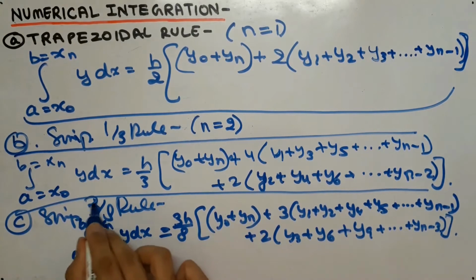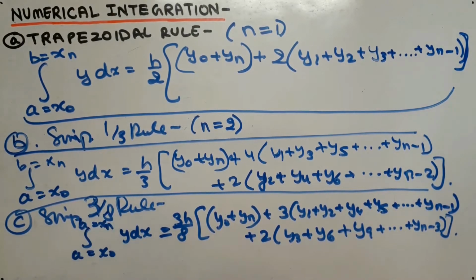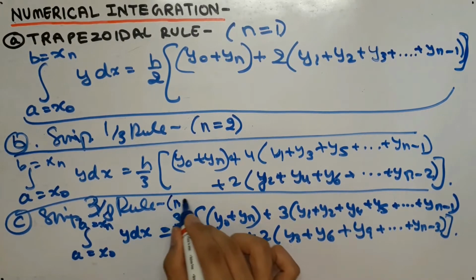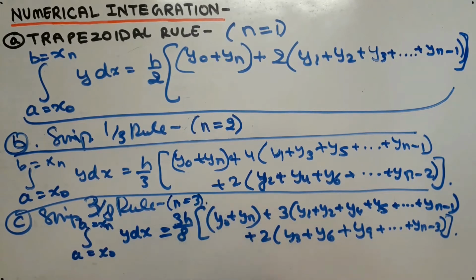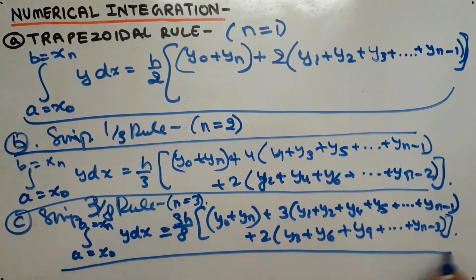And in Simpson's 3/8 rule, you should remember that it will work for only the values of n which are a multiple of 3. That is, we will denote it by n is equal to 3. That is the values such as 9, 12, 18, 21, 27, etc. So guys, keep these formulas in mind, as next we will do a couple of questions which will make everything clear to you.